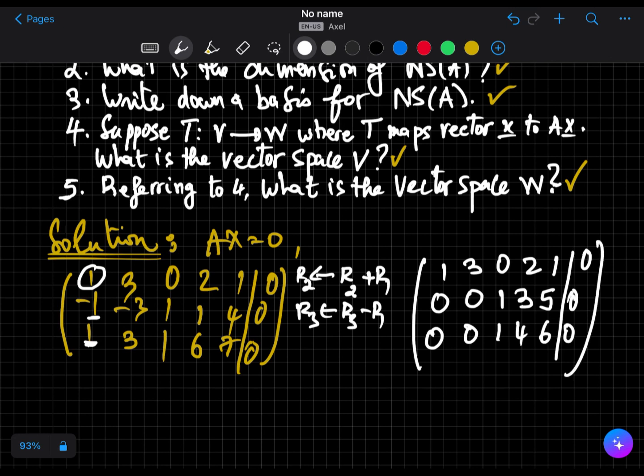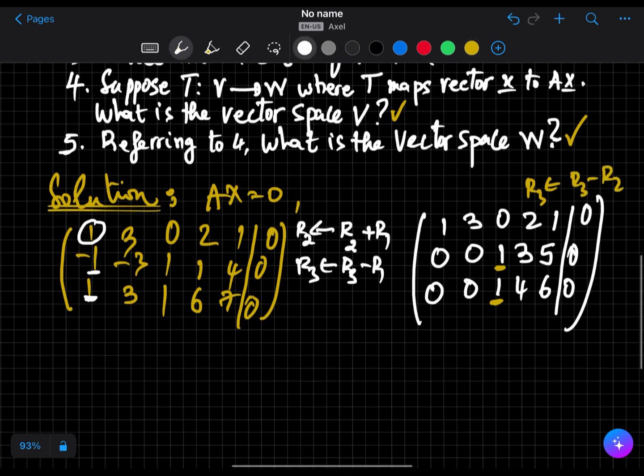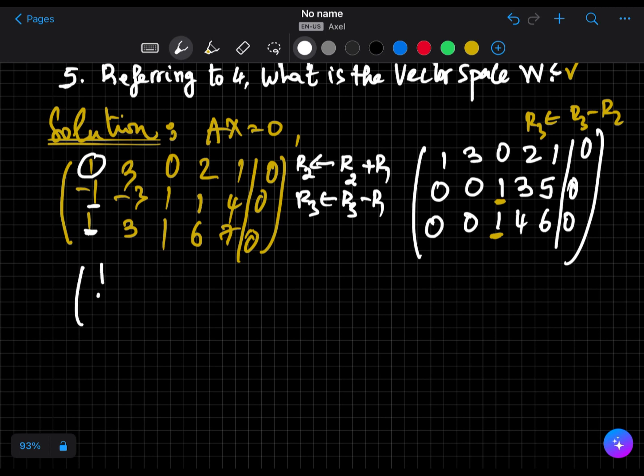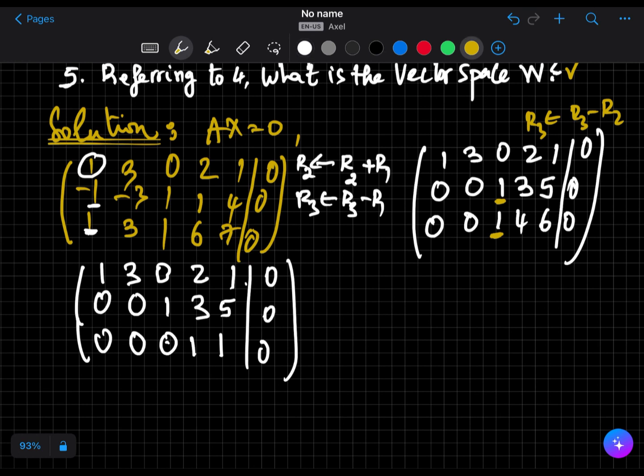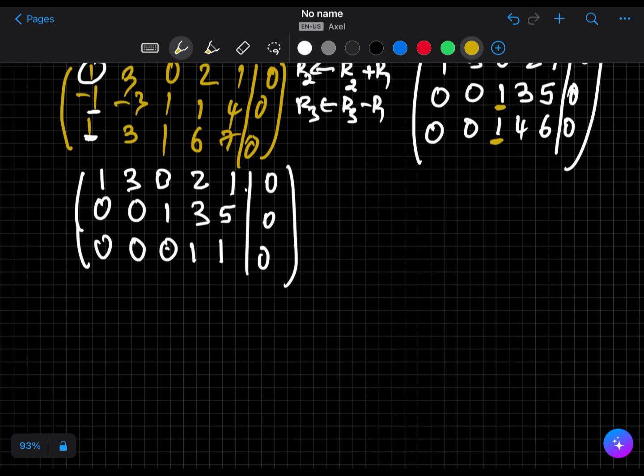Okay, here I also see that I have a leading 1, so I can make the 0 down here, and I can do that by making R3 equal to R3 minus R2, and this will lead to 1, 3, 0, 2, 1, 0, 0, 1, 3, 5, 0, 0, 0, 1, 1.